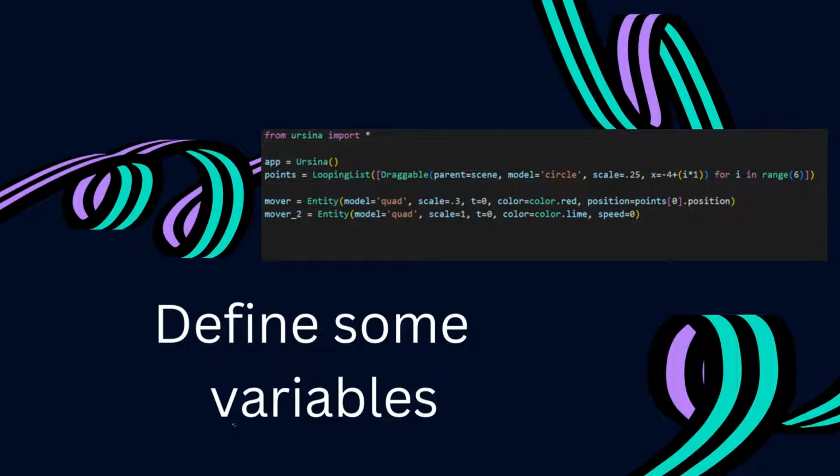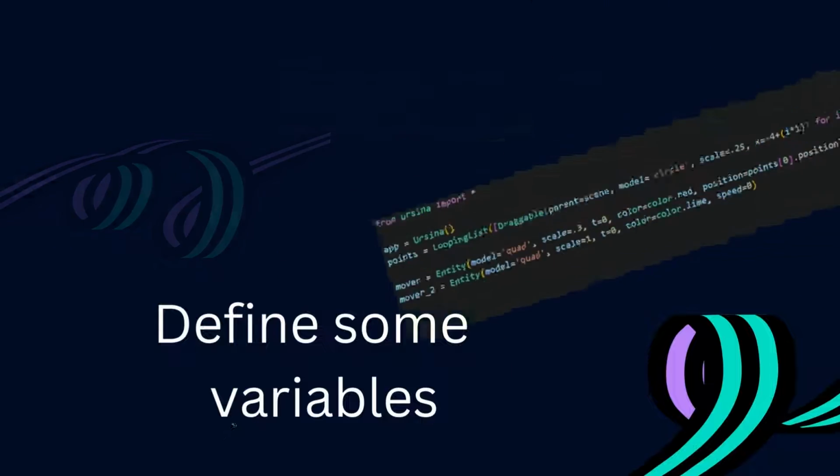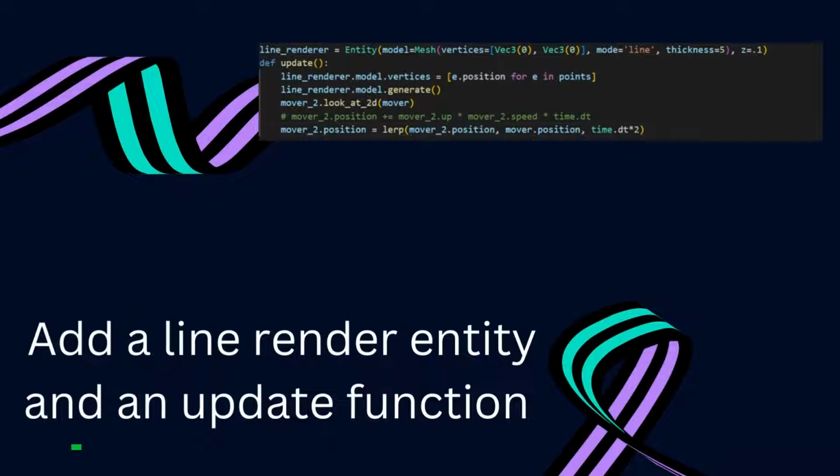If you want to learn more about entities, you can go to ursinaengine.org/documentation. Now add an entity for rendering the lines on screen. After that is created, add an update function that renders the lines between all predefined points.